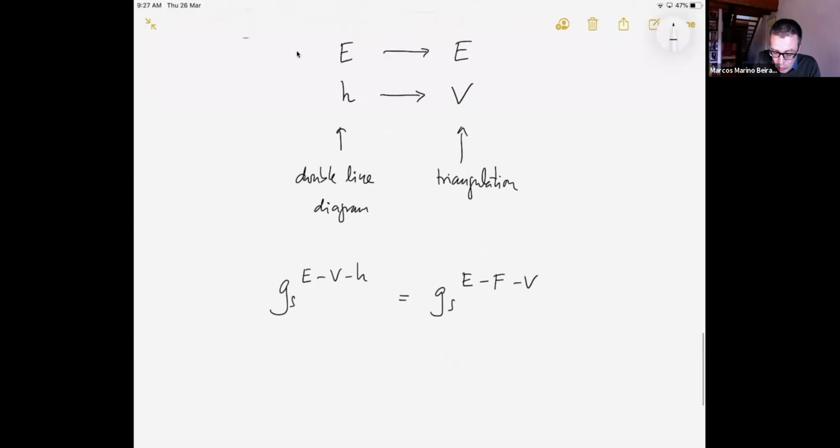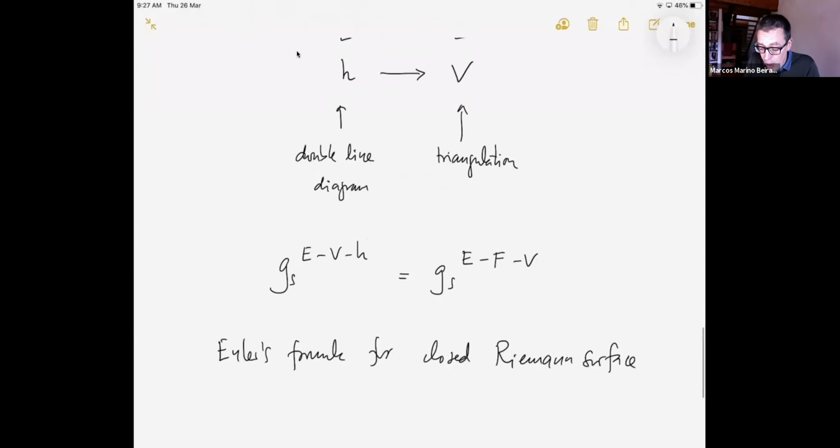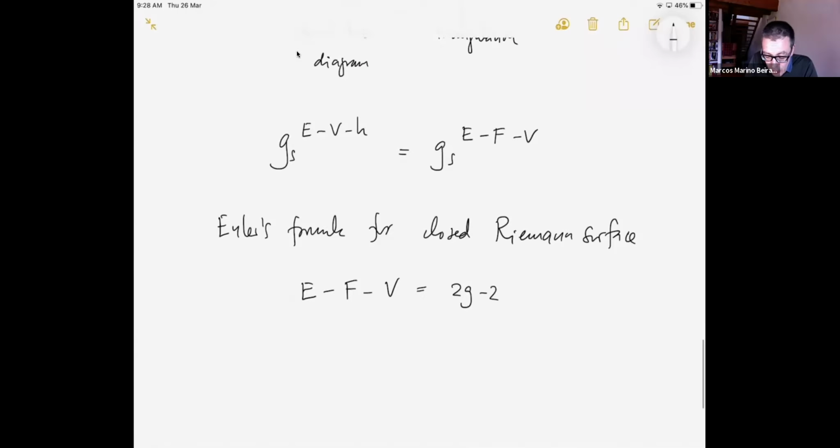So now I can use Euler's formula for closed Riemann surface. So Riemann surface without boundaries, closed Riemann surface, which is probably the Euler formula that you are more familiar with. And this is a very nice formula which tells me that the number of edges minus number of faces minus the number of vertices is 2G minus 2. And for those of you who are familiar with homology, this is the 1 homology, number of edges. This is the 2 homology. And this is the 0 homology.